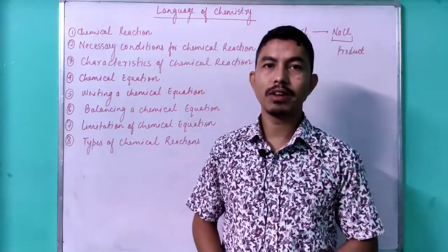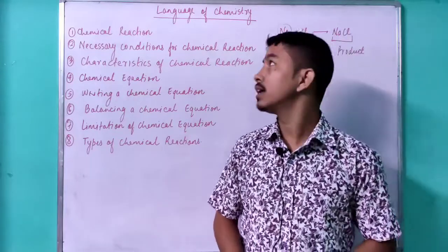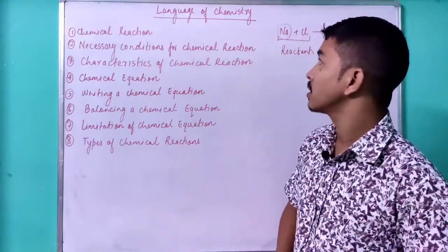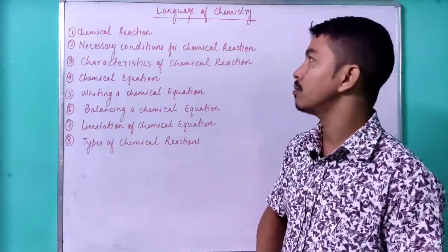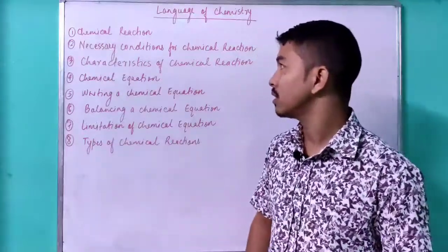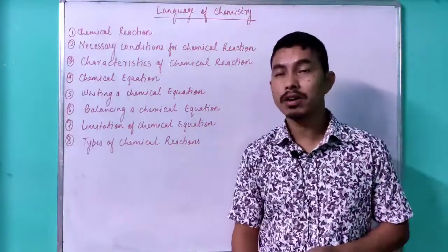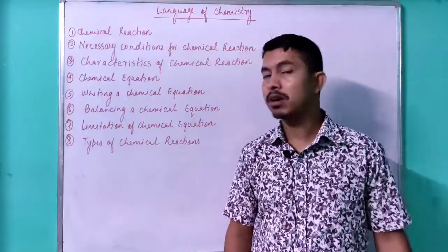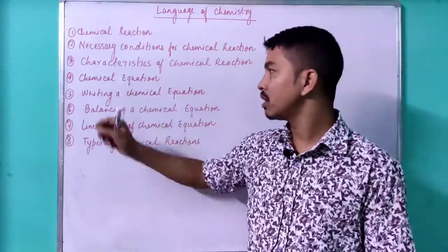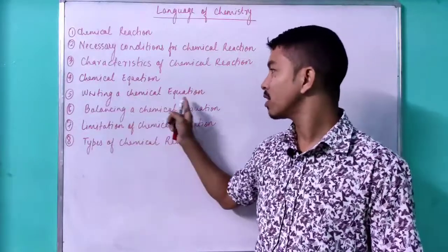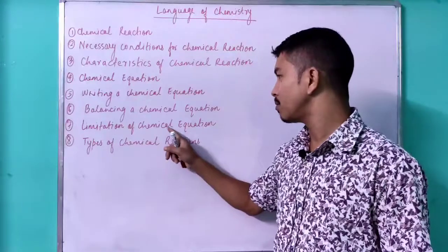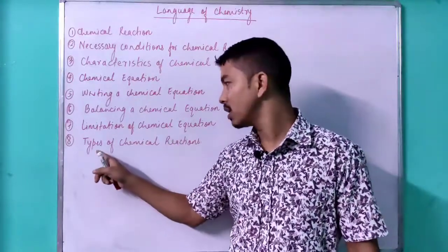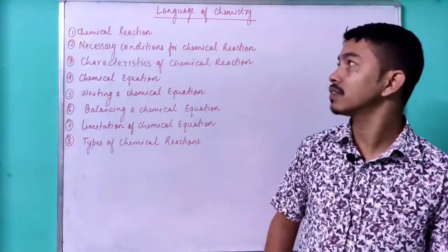Today we will be studying a chapter of a chemistry textbook, and the chapter is the language of chemistry. In this chapter we will be learning about the chemical reaction, the necessary condition for the chemical reaction, the characteristics of the chemical reaction, what is a chemical equation, writing a chemical equation, balancing a chemical equation, the limitations of chemical equation, and finally we will learn the type of chemical reaction.